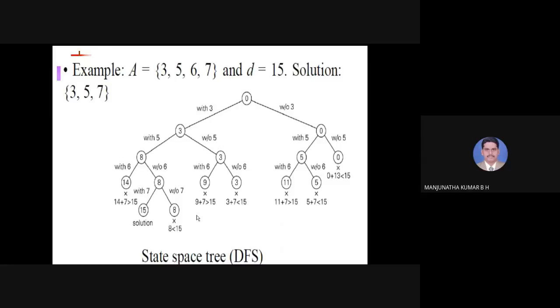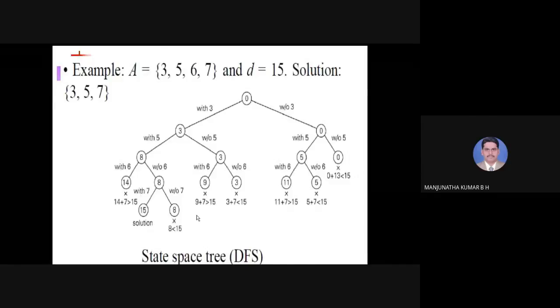So here the problem is a set is given and d is also given. In the exam also you will get a question like this: set and d are given. You have to construct a state space tree like this using the backtracking technique. Now let me explain how this tree is constructed. It's not an animation. I just captured the image from the textbook and placed it here.